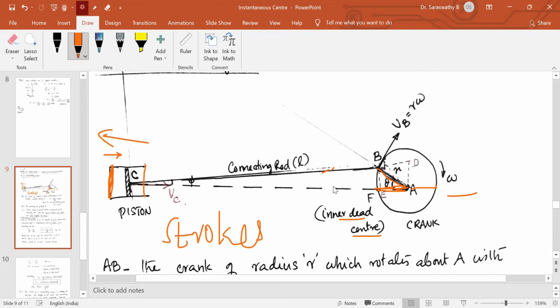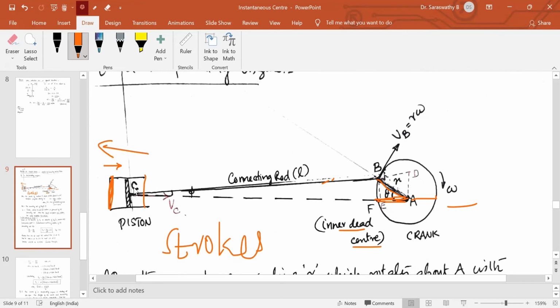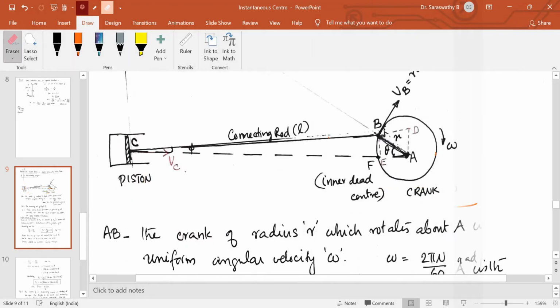Okay, so for the combined motion of rotation and translation of this connecting rod, you will be given certain data and you may be asked to find out what is the velocity of this end of the connecting rod, what is the velocity of the piston. You may be asked to find out what is the angular velocity of this connecting rod, etc. So let us see how to solve these examples. So in the figure, AB is the crank. The radius of the crank is R.